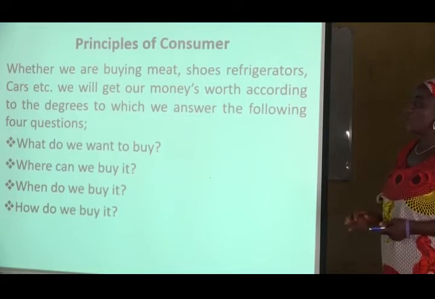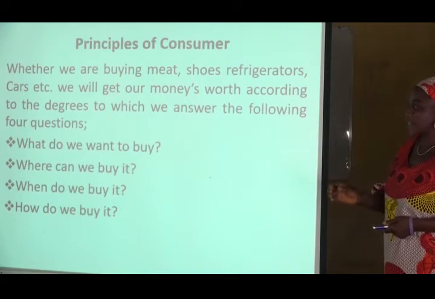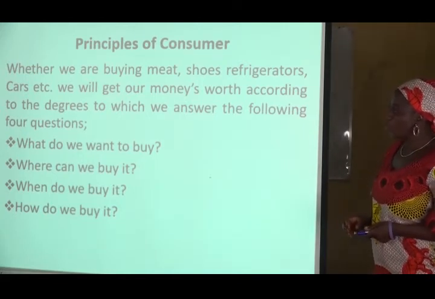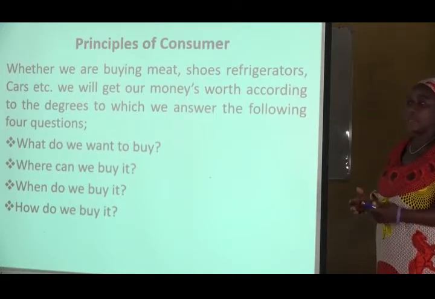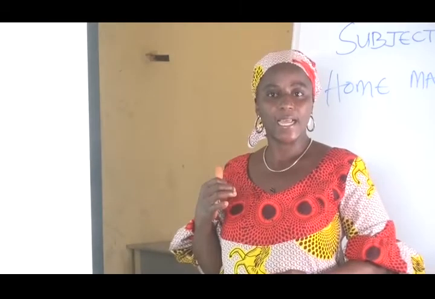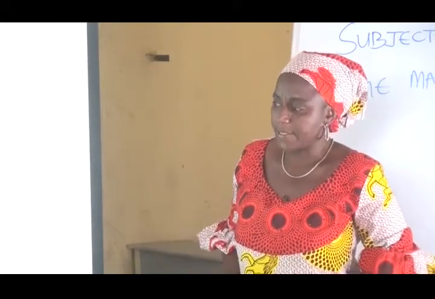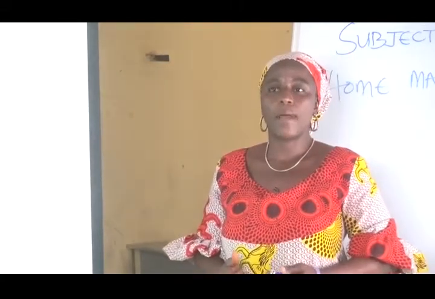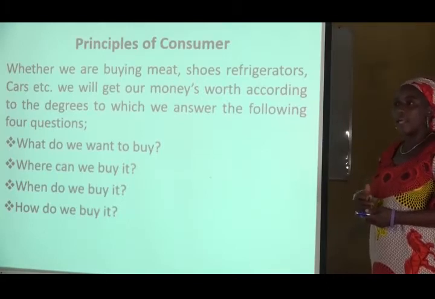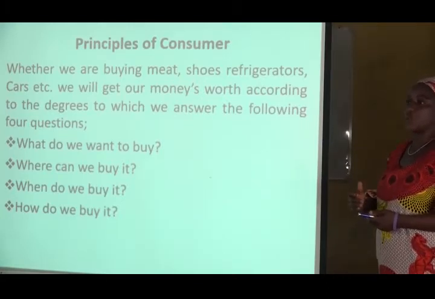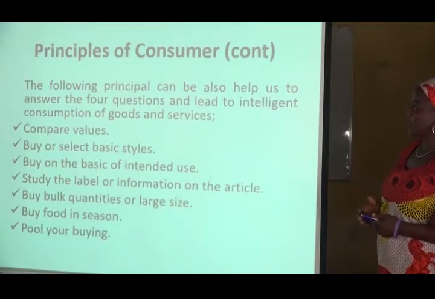Two, where can we buy it? Where is the location that you can buy these items that you want? Three, when do you buy it? It depends on you as a consumer. It can be now, it can be later, or it can be three days after. Four, how do we buy it? As I've said earlier, you can buy on credit, or buy cash at hand, or pay instalmentally, the way you want to buy as a consumer. You have all these principles.